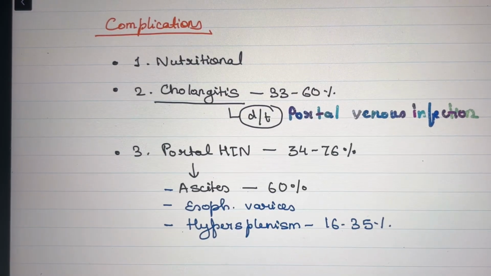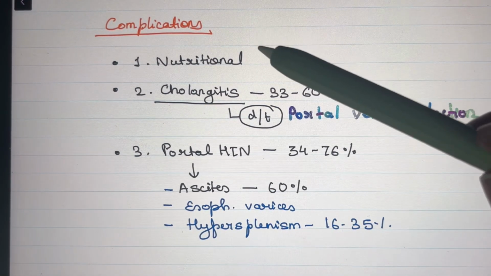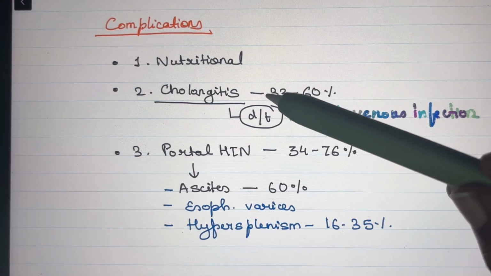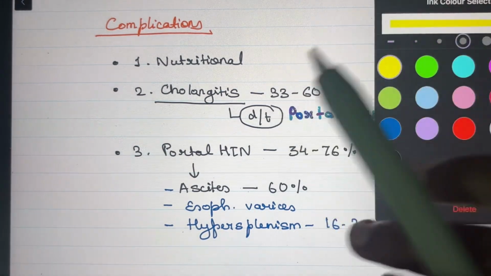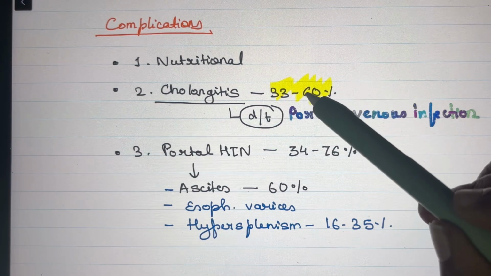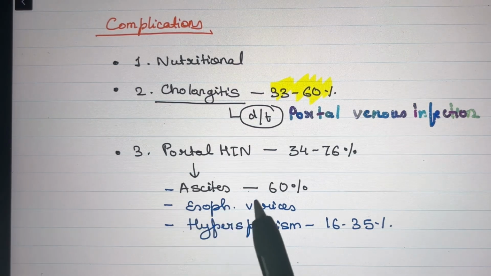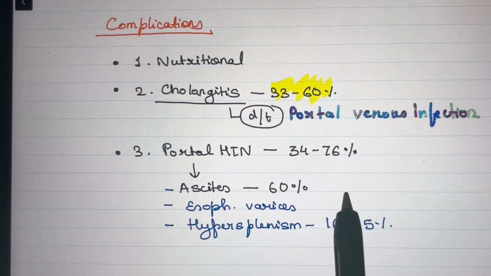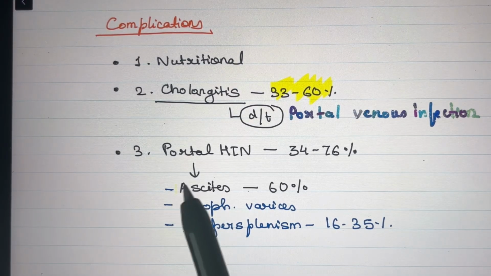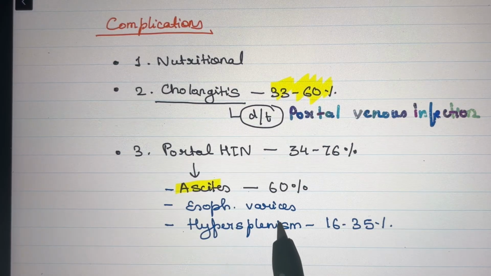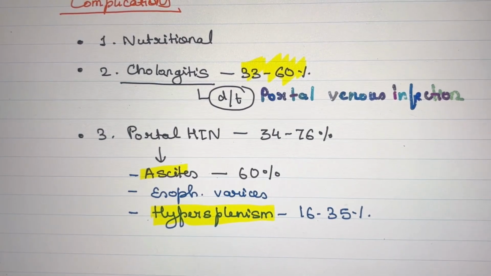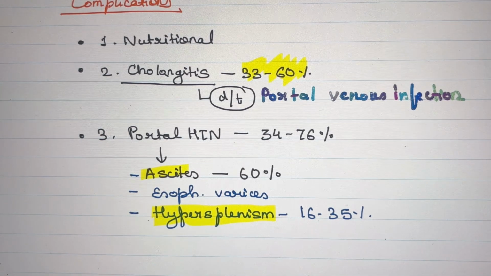Now, what are the complications of biliary atresia? The complications are: number 1, nutritional; number 2, cholangitis may be present in 33 to 60% of cases, and this cholangitis is due to portal venous infection. There may be portal hypertension in 34 to 76% of cases. And because of portal hypertension, there may be ascites in 60%, there might be esophageal varices, and there might be hypersplenism. What is hypersplenism? Hypersplenism is present in 16 to 35% of cases, and hypersplenism is an increase in activity of the spleen, an increase in function of the spleen.